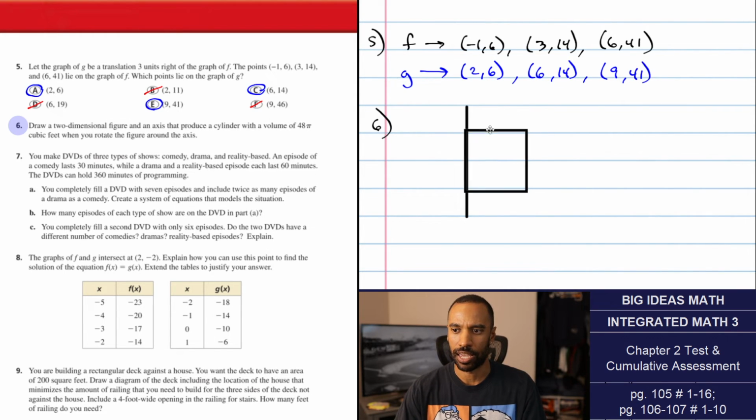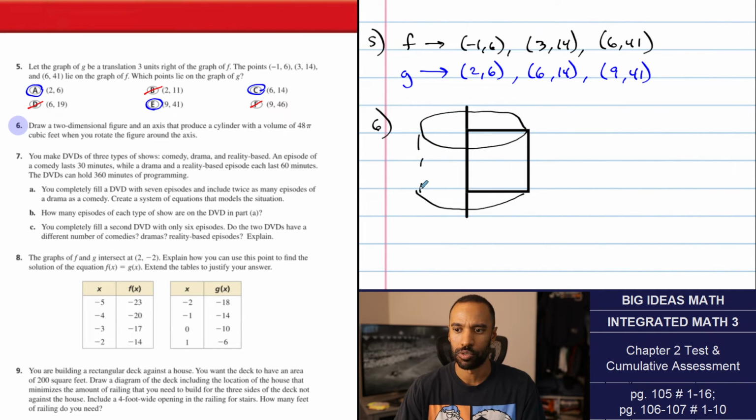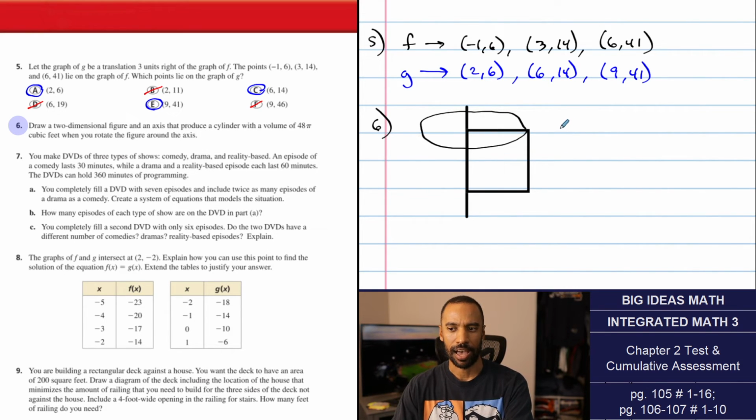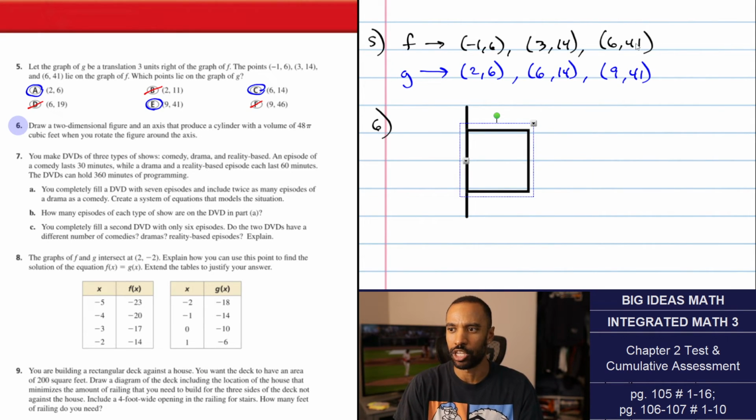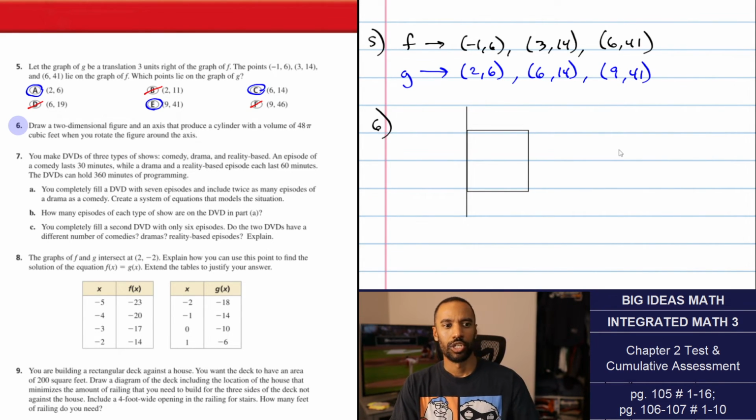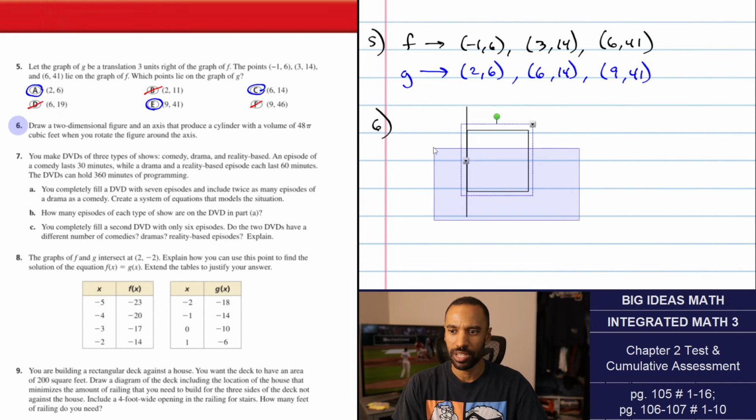If I have a rectangle right here, rotating it around this axis would produce a cylinder, like that. We need the cylinder to have a volume of 48 pi cubic feet. Now it says, draw a two-dimensional figure that produces this. This sounds very open-ended, so we can come up with some stuff.